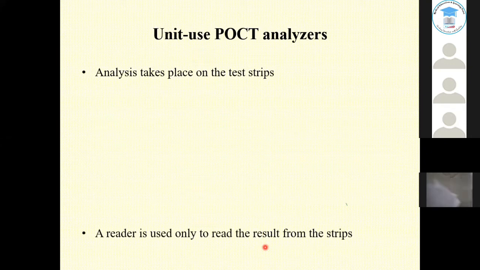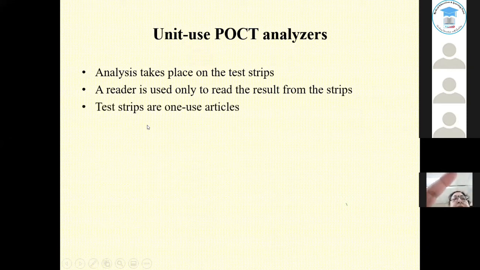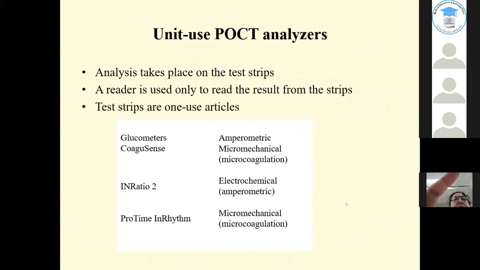Now, coming to the unit-based POCs, the number one advantage is that the analysis takes place on test strips, but of course in this case a reader is used only to read the result from the strips. Test strips are one-use articles, and the most common types of unit-use POCs are glucometers, which have amperometric measurement capacity, CoaguChek, then INR devices, and Hemochron. These are all for coagulation analysis.